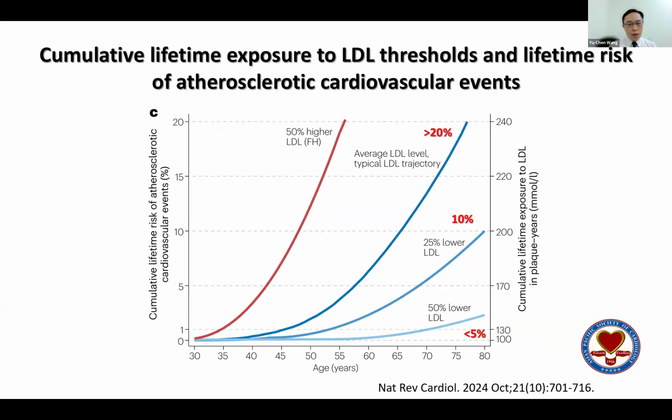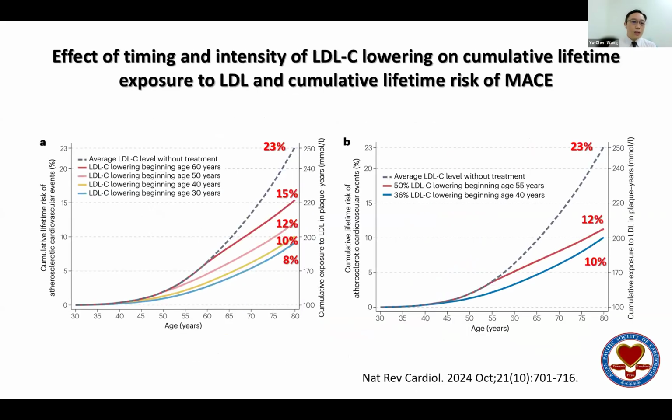However, if we lower our LDL cholesterol levels by 50% since the age of 40, the lifelong ASCVD risk can be lowered to less than 5%. If we start lipid-lowering therapy at a younger age, we get greater CV risk reduction compared to the no-treatment group. On the right side, even with a moderate LDL cholesterol lowering of 36% at the age of 40, we can reduce our CV risk from 23% to 10% at the age of 80.